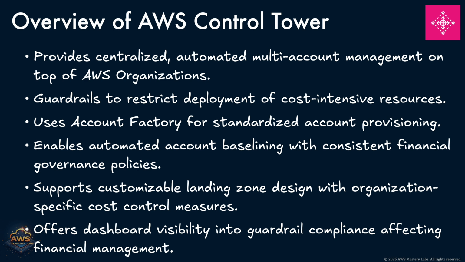One of Control Tower's key features is the implementation of preventative guardrails. These are pre-configured rules that can block the deployment of costly or non-approved resources, helping you avoid budget overruns before they even happen. For example, you might restrict the creation of high-cost instance types or block the use of unapproved AWS regions. In addition to prevention, Control Tower also includes detective guardrails. These continuously monitor your environment to identify cost optimization opportunities or flag activities that could result in financial inefficiencies, like underutilized services or improperly tagged resources.